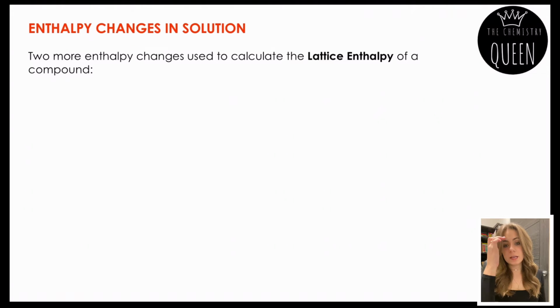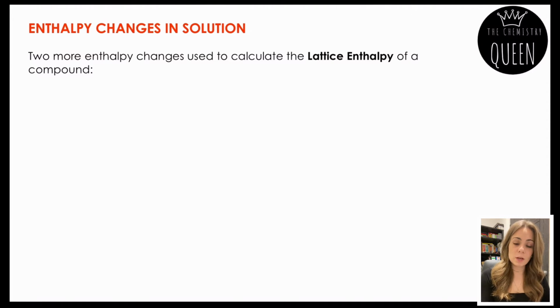So lattice enthalpy is one of the enthalpy changes that cannot be determined directly. And in order to calculate the lattice enthalpy of a compound, we have to construct enthalpy cycles involving other enthalpy changes that will allow us to calculate it. One of those enthalpy cycles is a Born-Haber cycle, which I cover in other videos.